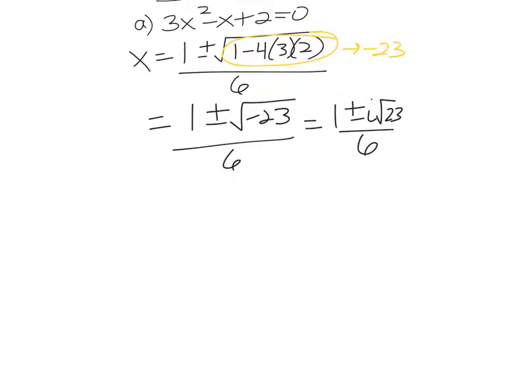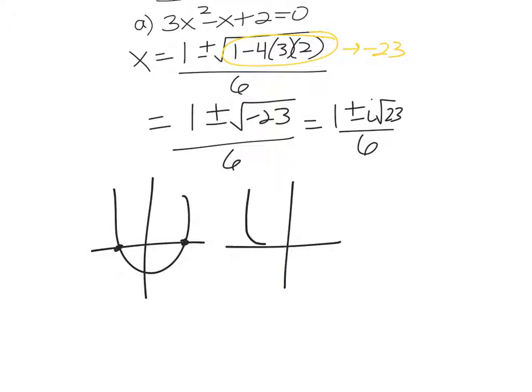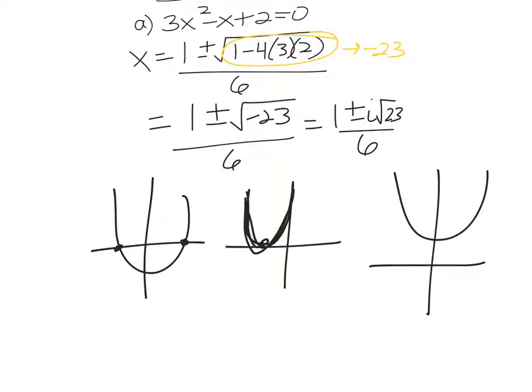Remember the 3 things? You don't have to write this down, but let's recall. 2 real solutions. 1 real solution, if it hits right there. And then this one was no real solutions. But this one right here has 2 complex solutions.